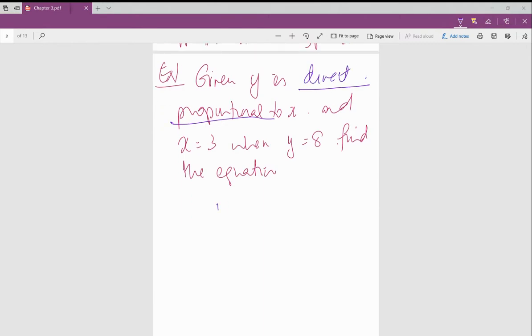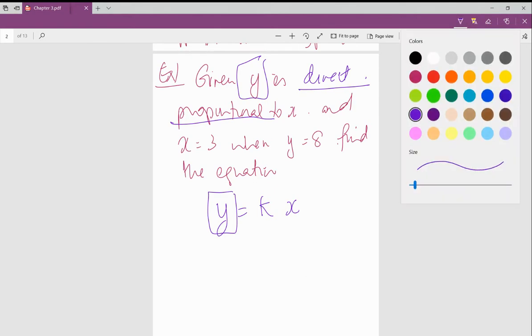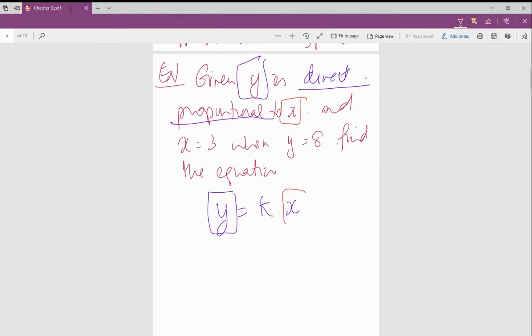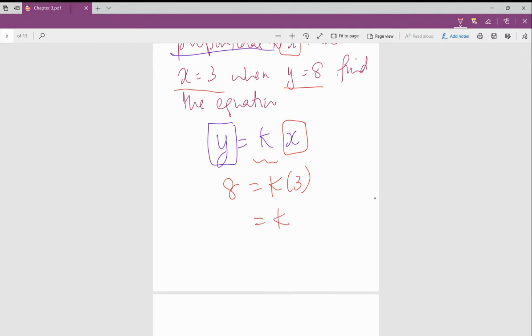So when it's direct proportion, you've got to remember y equals k times x. The left side is y, and the right side is x, and you must add the k. Eventually, you must find what k is. But they will give you a clue. They gave you that when x is 3, y is 8. So 8 equals k times 3. Remember to put the bracket. In this case, k you will know is 8 over 3. And you cannot leave the answer like this because they asked you to find the equation. So you must rewrite it: y equals 8 over 3 x.